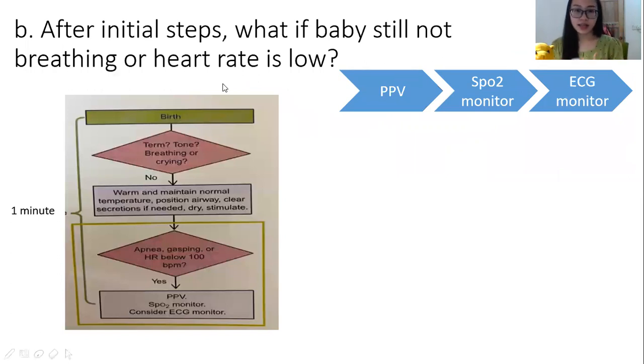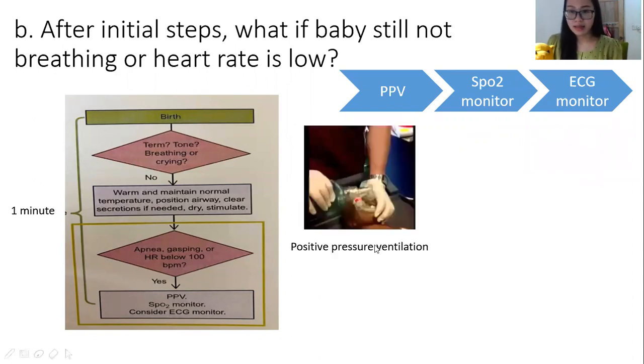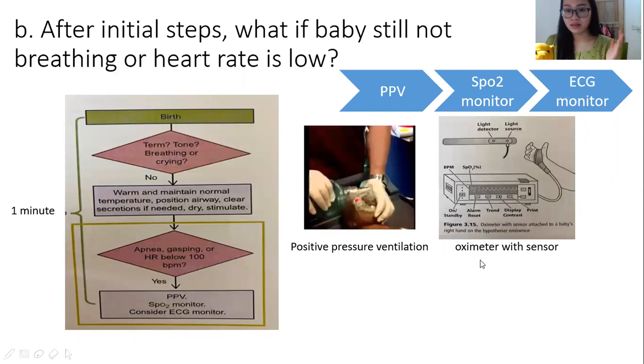After the initial steps, what if the baby is still not breathing and the heart rate is still low? Then we have to go for PPV, which is the mainstay of the resuscitation program, and SpO2 monitoring. Apply an oximeter with a sensor. One thing I would like to highlight is that the sensor has to be applied on the right wrist or right hand instead of the left hand. This is because we are checking the preductal circulation of the baby, which mainly supplies your vital organs, the brain and the heart. So we apply it on the right wrist or right hand.